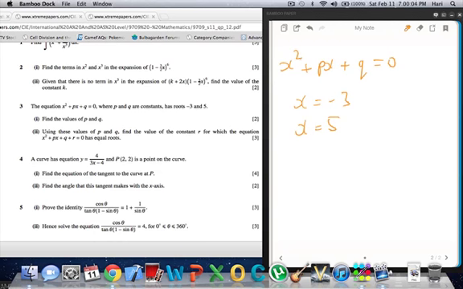This is easy enough. Substitute x with -3 and generate one equation. Substitute x with 5, generate another equation. You have two simultaneous equations. You solve it. I'm going to go through this process with you.